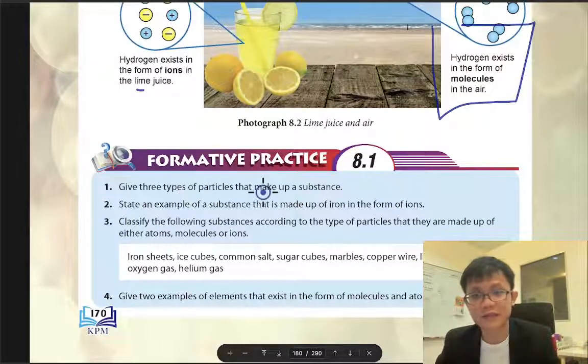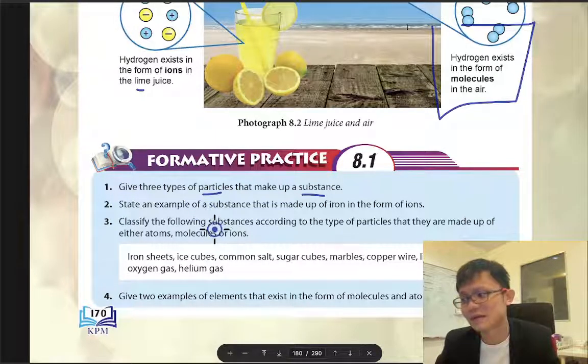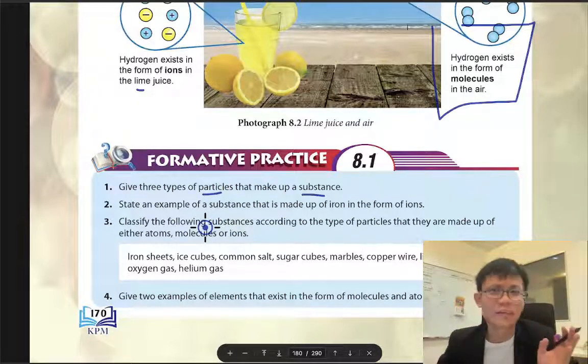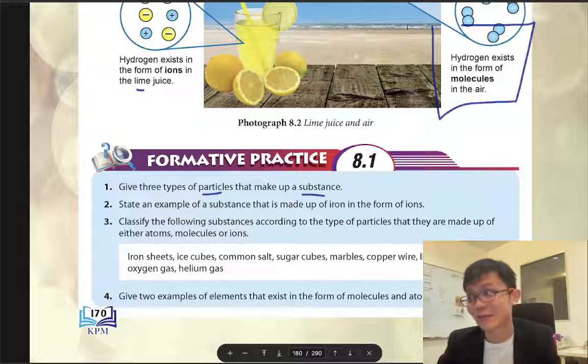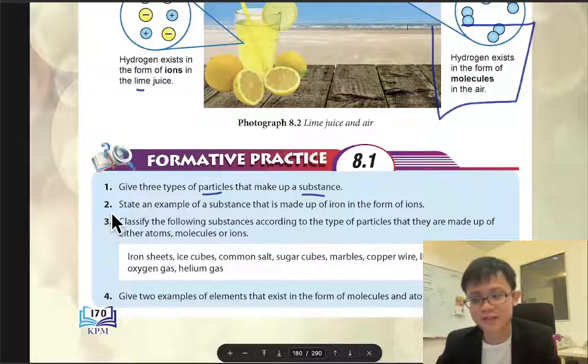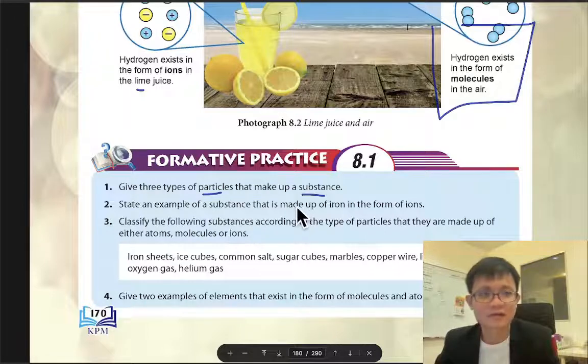Give 3 types of particles that make up a substance. 3 types of particle, which makes people confused again, because when we say 3 types of particle, I think maybe they are usually referred to atom. But particle means something wrong, like the dust also you can say particle. Wow, the air is very dirty. There are a lot of particles in the air. So we are talking about the air and we are not talking about the atom. So sometimes this word is confusing, but we just need to try our best to understand. Give 3 types of particles that make up a substance.